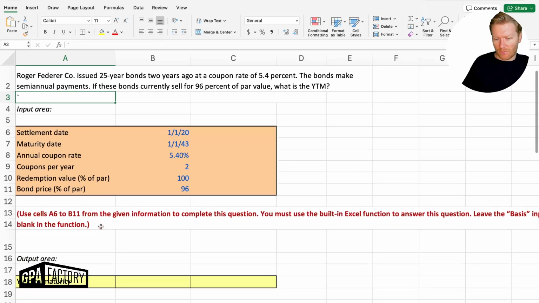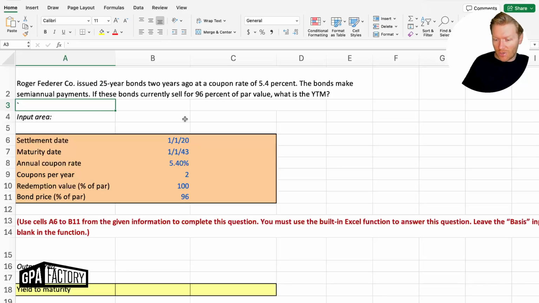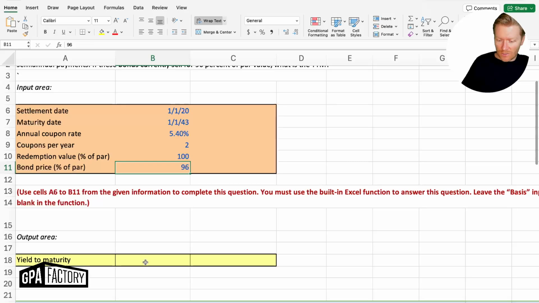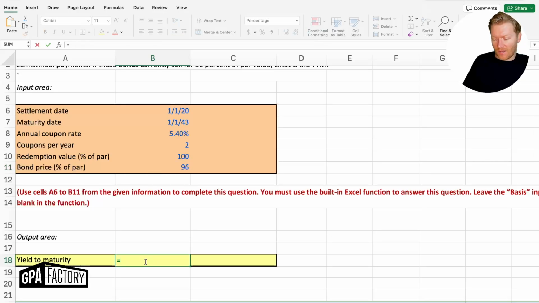Okay, this next one, we've got Roger Federer Company, 25-year bonds 2 years ago. So this is a 23-year difference. Tells us the coupon rate, also semi-annual. Redemption value is a percentage of par, and it tells us the bond's price and what is the yield to maturity. So here we're doing a very similar thing. It's going to look very, very similar, but we're going to do yield. Yield is the function that we're using here.